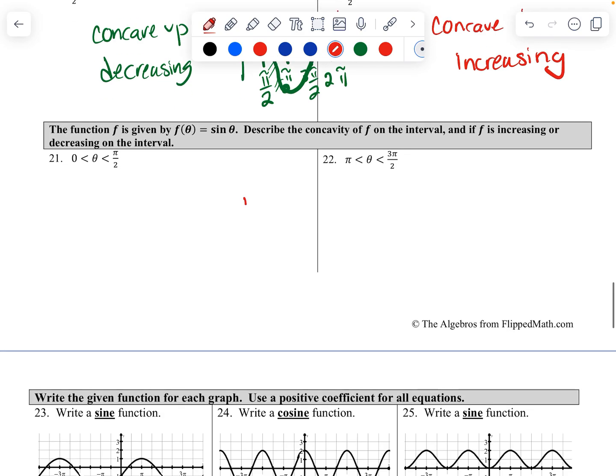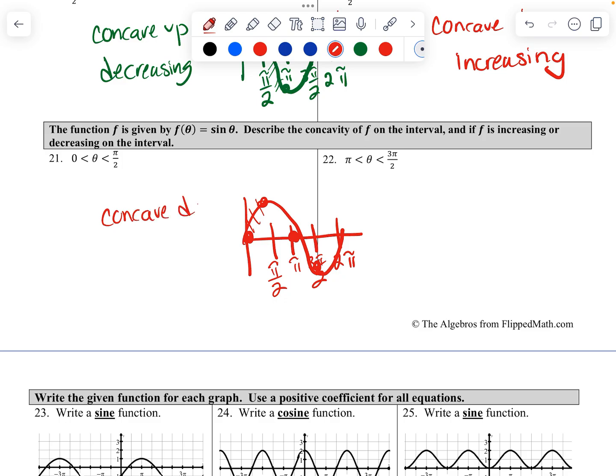So now we're going to do the same thing for the sine. So sine is 2 pi, pi over 2, and 3 pi over 2. Sine starts at the center. So from 0 to pi over 2, concave down, and the graph itself is increasing. And then from pi to 3 pi over 2, concave up, and our graph is decreasing.